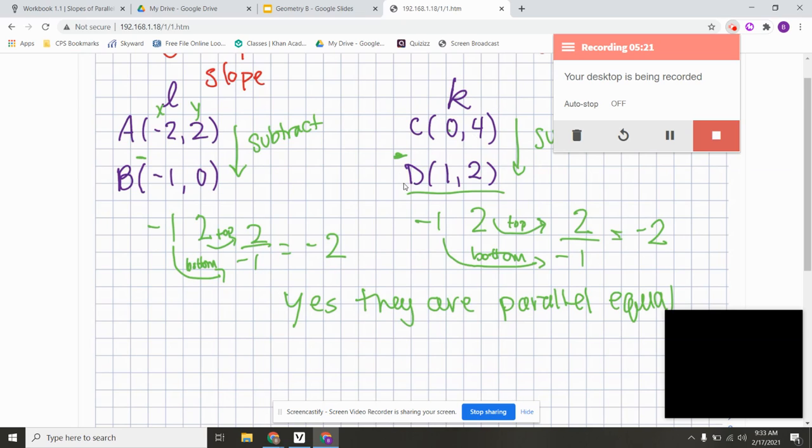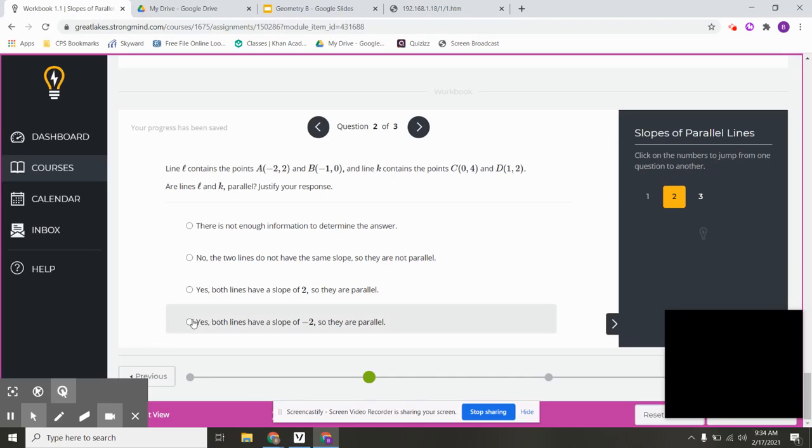Do the same thing with line K. I subtracted going straight down. So 4 minus 2 is 2. 0 minus 1 is negative 1. 2 goes on top, negative 1 goes on bottom. 2 divided by negative 1 is indeed negative 2. So yes, they are parallel because they have equal slopes. I guess it would be yes, both lines have a slope of negative 2, so they are parallel.